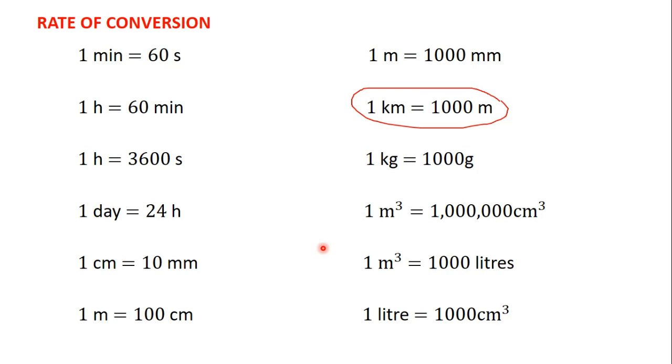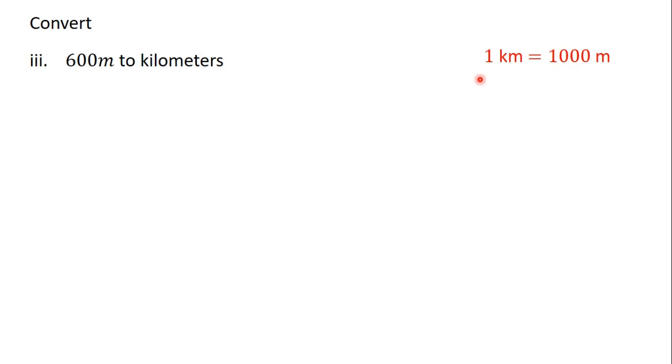You don't have to necessarily keep on referring to the table. I'm doing that for you to know how the rate of conversion is used. As you solve more questions, you become conversant with them, so you have them off head. Whenever you are converting between one unit and the other, you just write the rate of conversion and you use it. We are converting from meters to kilometers, so you pick the rate of conversion between meters and kilometers, and we have that as 1 kilometer is equal to 1000 meters. So that is the rate we are going to use.